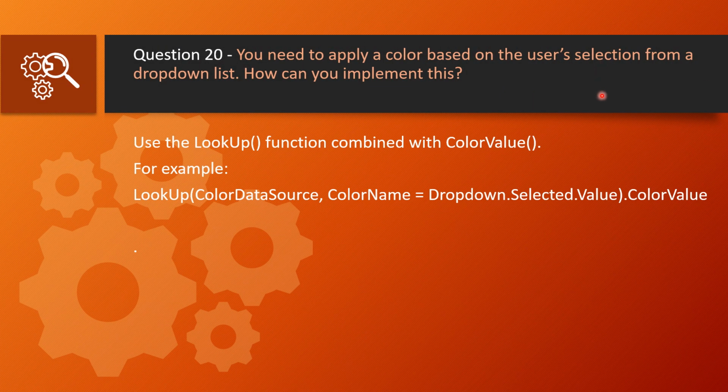You need to apply a color based on the user selection from a drop down list. How will you implement that one? For that you need to use the LookUp function combined with ColorValue. How you will write it in the code: LookUp, then the color data source, which is the data source name, then color name equals the color name you pick from the dropdown.Selected.Value, and then .ColorValue, whatever value is there.